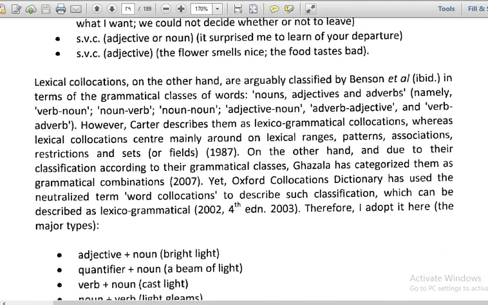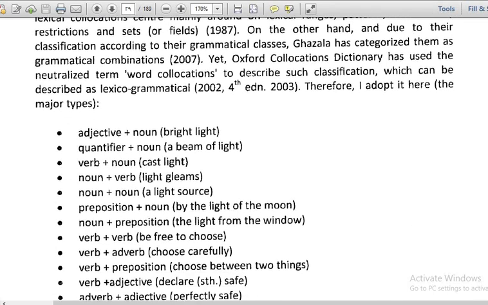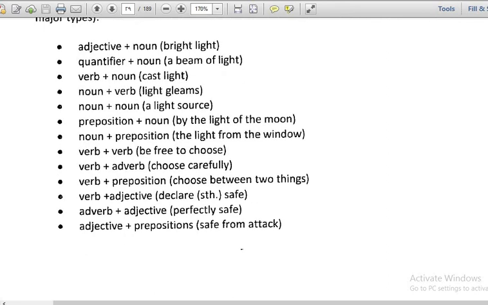Lexical collocations, on the other hand, are arguably classified by Benson in terms of the grammatical classes of words, nouns, adjectives, and adverb. Namely, verb noun, noun verb, noun noun, adjective noun, adverb adjective, verb adverb. For example, bright light, a beam of light, cast light, light gleams, a light source, by the light of the moon, the light from the window, and so on.